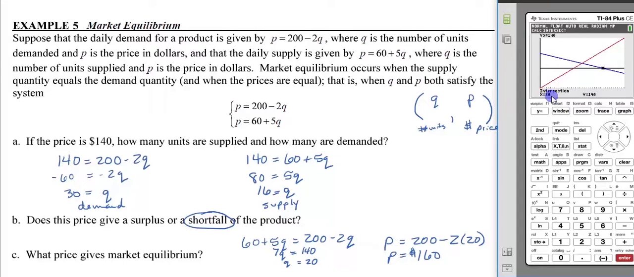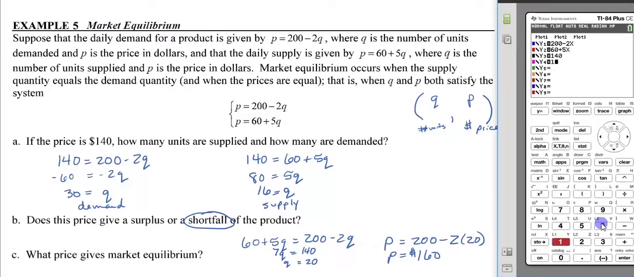So you're getting a larger number on the demand than you are on the supply. You're getting a demand of 30 units on the demand number, and you're getting a number of 16 over here on the supply quantity. And that's what happens when you have that 140. If you put in another equation, let's put in that price of $160 and graph it, you'll see that it hits right there where the supply meets the demand, and that's your equilibrium.